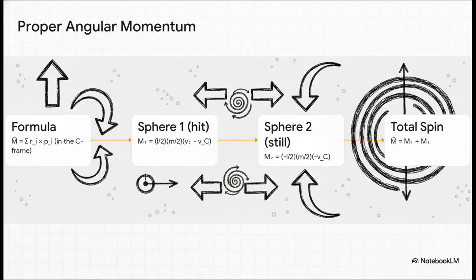And now, finally, we can calculate the angular momentum in this special C frame. For each sphere, we just take its distance from the center, which is L over 2, and multiply it by its momentum in this moving frame. And here's the really cool part. Both spheres end up giving the exact same amount of angular momentum. One's moving forward and one's moving backward relative to the center, but both of those motions create a spin in the exact same direction, so they just add up perfectly.